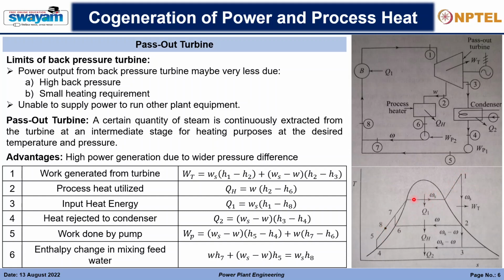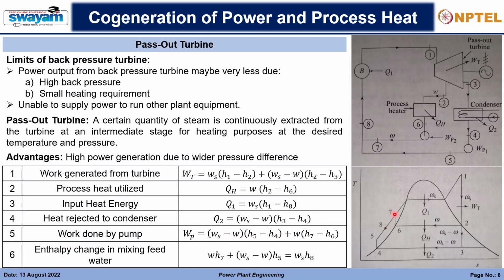Input heat energy, so in the boiler the input heat is being delivered, so H1 to H8, right? Ws is the total water flow rate, so that is multiplied by the enthalpy difference. The heat rejected to the condenser, Q2, is H3 minus H4, and the flow rate is Ws minus W, so this will be the product here. Then the work done by the pump, so the pump is also supplying some work, right? This amount of water is pumped from 4 to 5, and W amount of water is pumped from 6 to 7. So accordingly this is the work done by the pump.